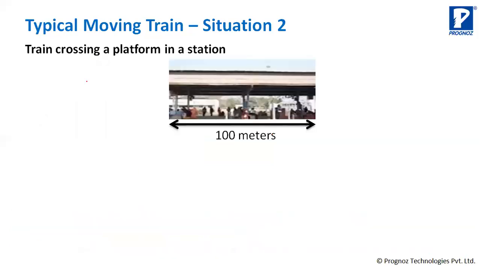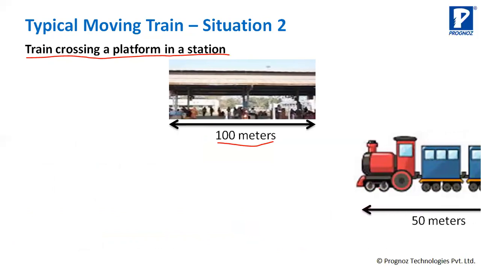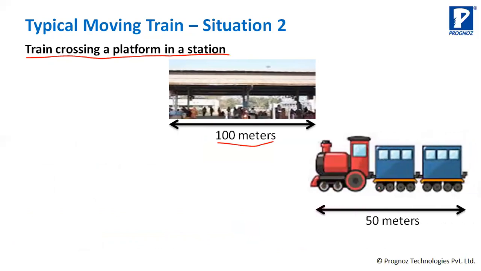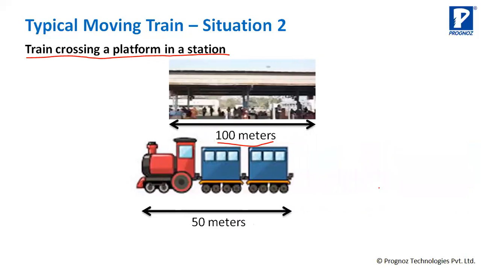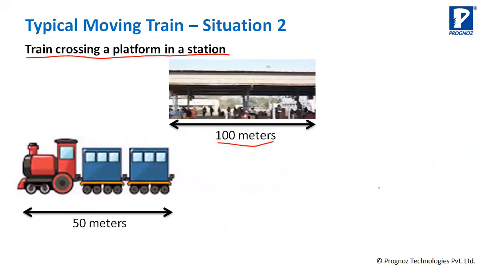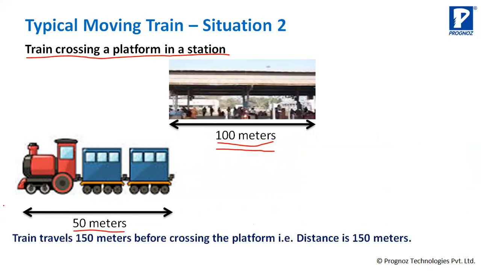Let's see the other situation. This is situation number 2, where a train is crossing a platform in a station. Let's say the platform length is 100 meters. Now the train will start crossing the platform from this point. And at this point, the train has fully crossed the platform. So how much distance has it traveled? It has traveled first 100 meters and then 50 meters, that is, 150 meters. So the train travels 150 meters to cross the platform.